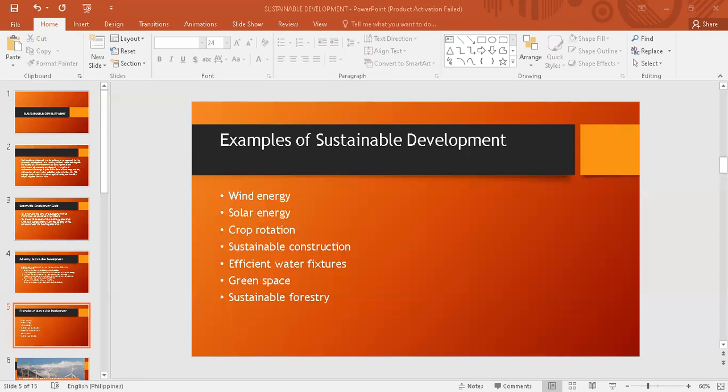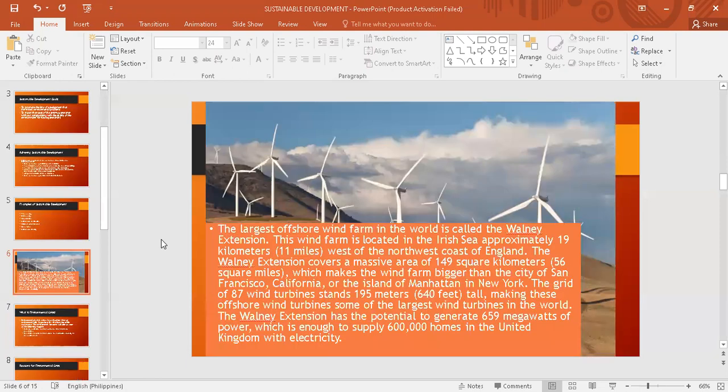Yan. So ito, ang existing na pinakamalaking offshore wind farm ay nasa Ireland. Okay? So ito yung tinatawag nilang Walney Extension. This wind farm is located sa Irish Sea, approximately 19 kilometers, or 18 miles west from the north coast of England. The Walney Extension covers a massive area of 149 square kilometers. Napakahaba po nito. Ang energy na pinoproduce ng Walney Extension ay halos 659 megawatts of power. It supplies 600,000 homes sa United Kingdom. So ito po ang pinakamalaking wind farm sa buong mundo. Okay.